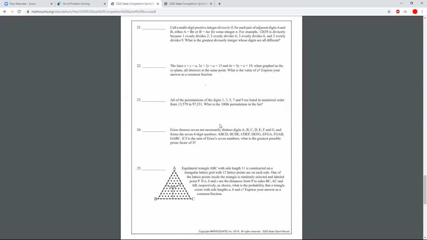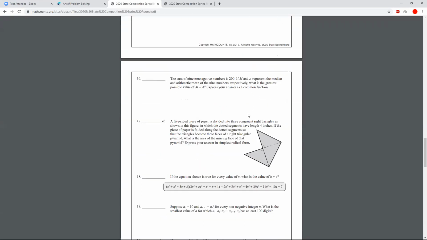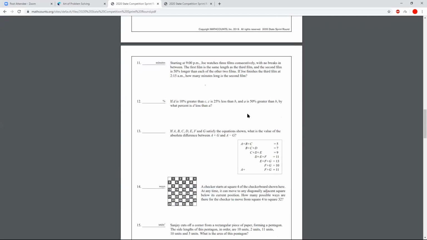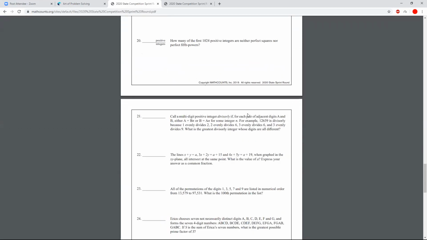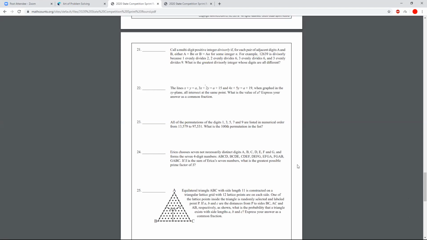Which one do you guys want to do? Which question? 1 to 30. Do you guys want to start at the back? 45. I don't know. I think we only have time to do like one or two more questions. So choose wisely.